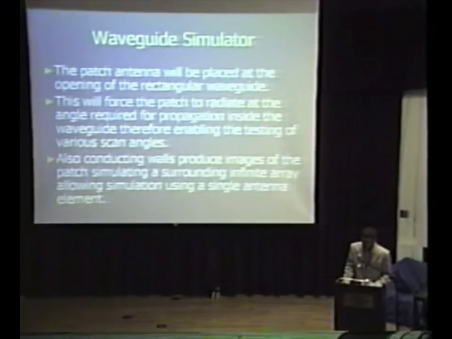The patch antenna will be placed at the opening of the rectangular waveguide. This will force the patch to radiate at the required angle for propagation inside the waveguide, therefore enabling the testing of various scan angles. A scan angle is just the angle from the surface normal at which the patch radiates. The conducting walls will also produce images of the patch simulating a surrounding infinite array, allowing simulation using a single antenna element.